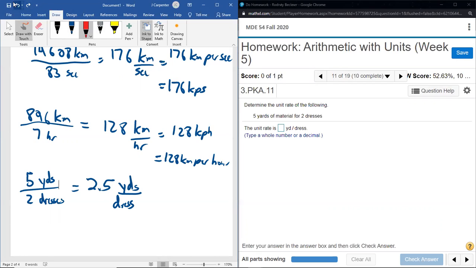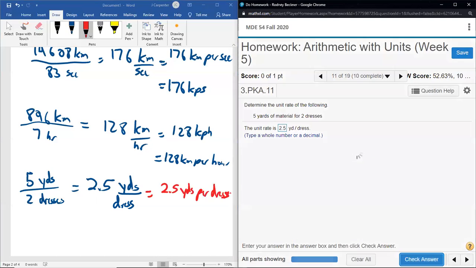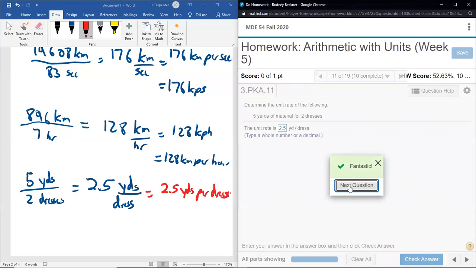I did not mean to hit that. I really hope that, there we go, okay. And per usual, ignore the color change. You could write it with words. I don't think there's any formal abbreviation for yards per dress. So that'd be 2.5 yards per dress. Sounds good.